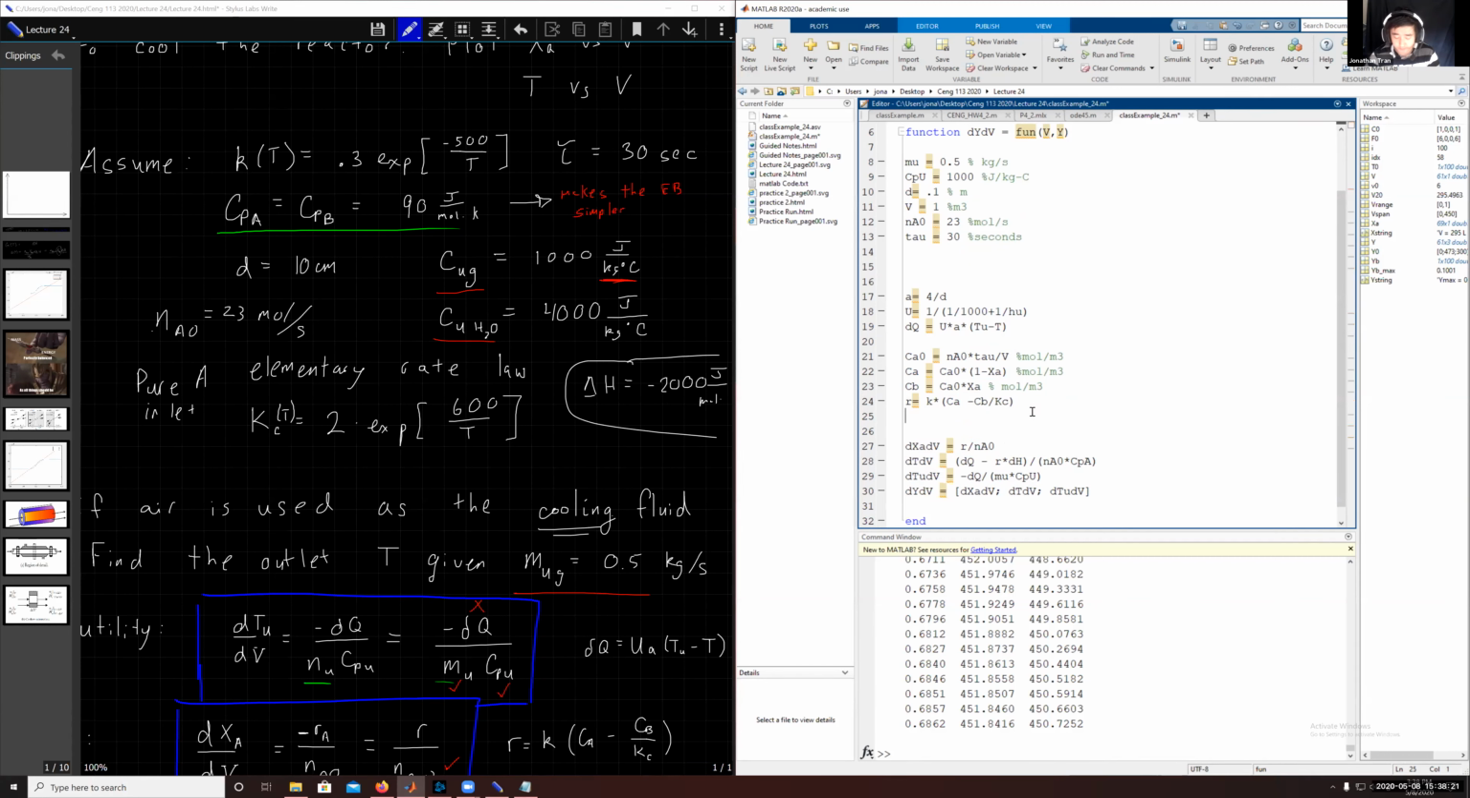And then the last thing I need to define is the K and KC terms. So K is equal to, it was given as 0.3 times the exponential of negative 500 divided by T. And KC is defined as a similar expression, 2 times the exponential of 600 divided by T.